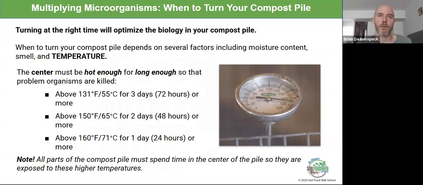So each part of the pile, and we'll show in the next slide how this cycles, but we want every little piece of that pile to go through a heating cycle. We want it to cook. So above 55 degrees Celsius, if it's at 55 degrees Celsius, we'll do 3 days of waiting and then we'll turn. If it's at 65 degrees Celsius or a little bit higher, we'll wait 2 days, 48 hours. And then at 71 degrees Celsius, we can turn it within 24 hours. And that's kind of the procedure we use.